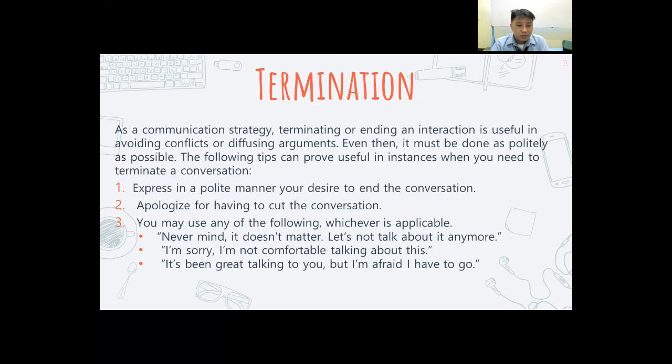And the third one is you may use any of the following, whichever is applicable. For example, never mind, it doesn't matter, let's not talk about it anymore. That is somehow you are avoiding conflict or diffusing argument. So when you are arguing with someone, you just say, okay, never mind, it doesn't matter. Let's not talk about it anymore. Okay. So you are expressing yourself in a polite manner. You can also use, I'm sorry, I'm not comfortable talking about this, I am very sorry. So you are trying to avoid a conflict and to avoid making them incite an anger within you.